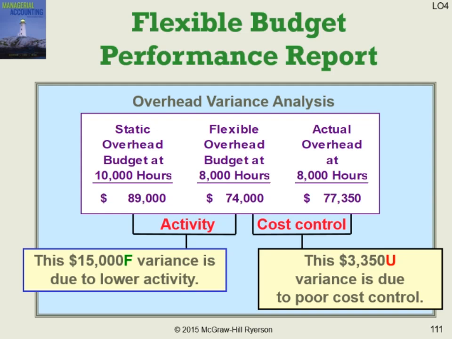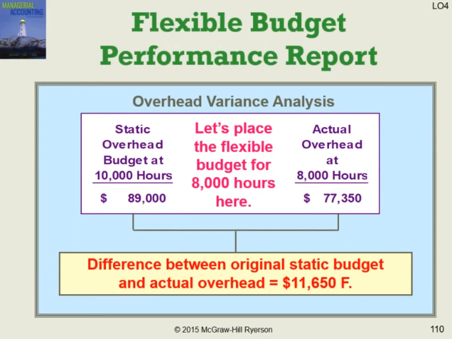If we had known in advance that 8,000 hours would be our budgeted level of activity, we would have come up with $74,000 as the estimated or predicted total manufacturing overhead costs. Turns out that it actually costs us $77,350, which is unfavorable. If you take 15,000 favorable minus 3,350 unfavorable, that gives you back your 11,650 favorable variance overall.